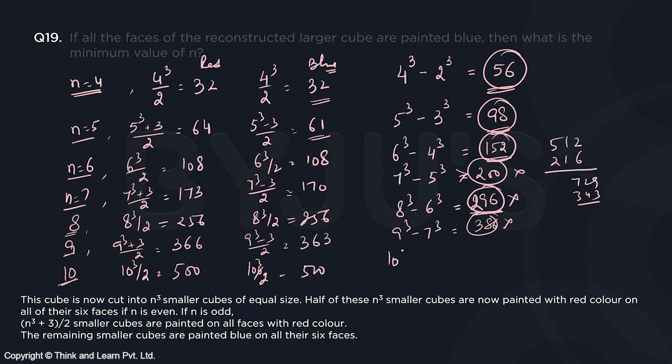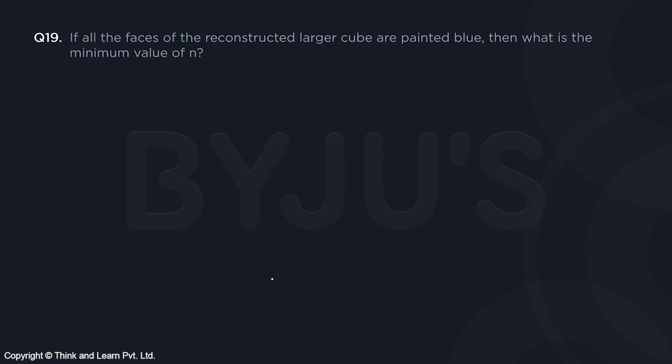And how many cubes are visible on the outer surface? It is 10 cubed minus 8 cubed, 488. Finally, I get a number where I see that the number of cubes visible on the outer surface is smaller than the number of blue cubes, which means the outer surface can be completely covered with blue color. So therefore my answer is 10. This is the minimum number for which it is possible, and I think this is the smallest possible solution according to me.